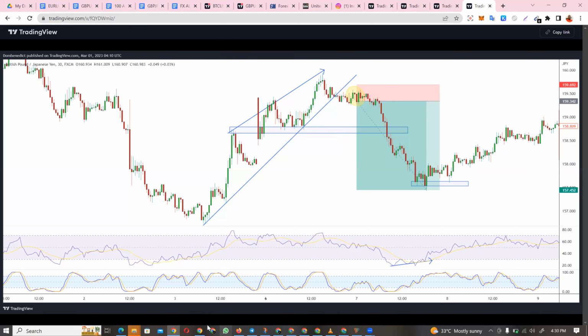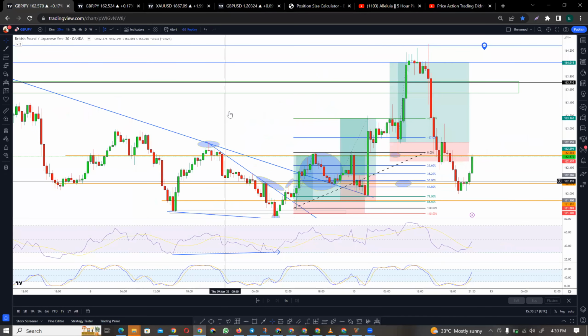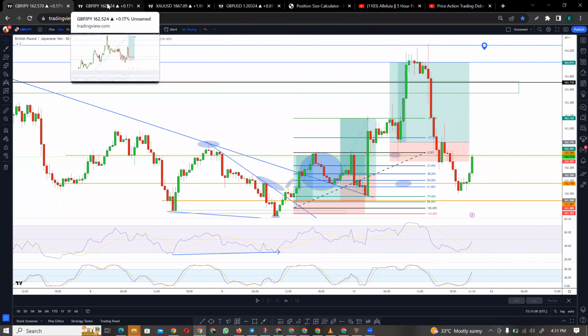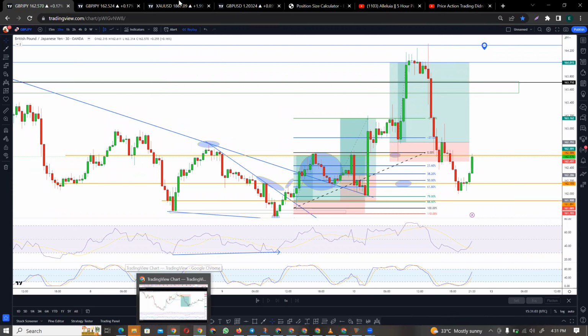Let me show you one more thing. A mistake I made last week. Let me check. 15 minutes confused me last week. So I just went to my TradingView and deleted 15 minutes.